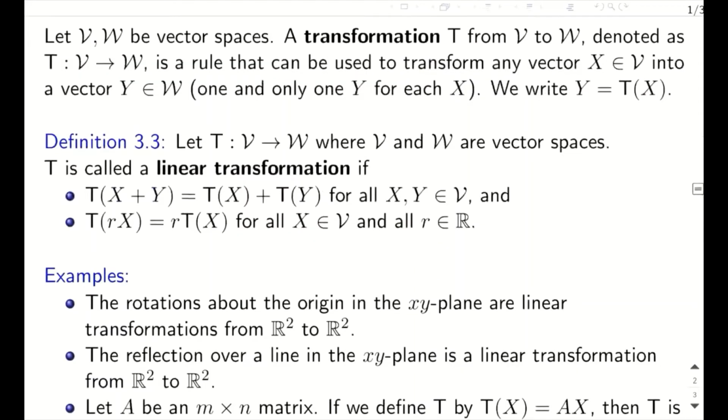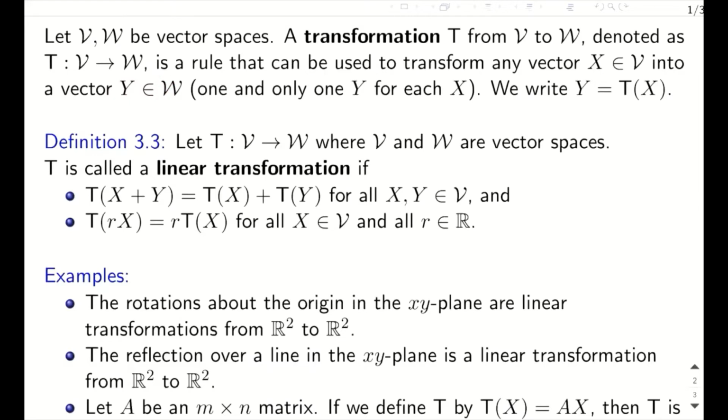All right, if we consider two vector spaces V and W, a transformation T from V to W is in fact just a fancy word for function or vector functions, which means T will transform every vector in V and make them become some vector in W, all right? And so T transforms X in V into Y in W.